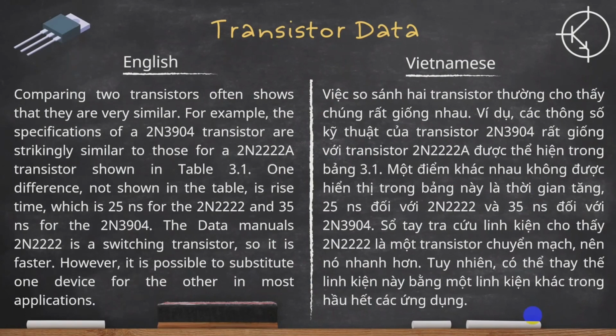Comparing two transistors often shows that they are very similar. For example, the specifications of a 2N3904 transistor are strikingly similar to those for a 2N2222A transistor shown in Table 3.1. One difference, not shown in the table, is rise time, which is 25 nanoseconds for the 2N2222 and 35 nanoseconds for the 2N3904. The data manual's 2N2222 is a switching transistor, so it is faster. However, it is possible to substitute one device for the other in most applications.